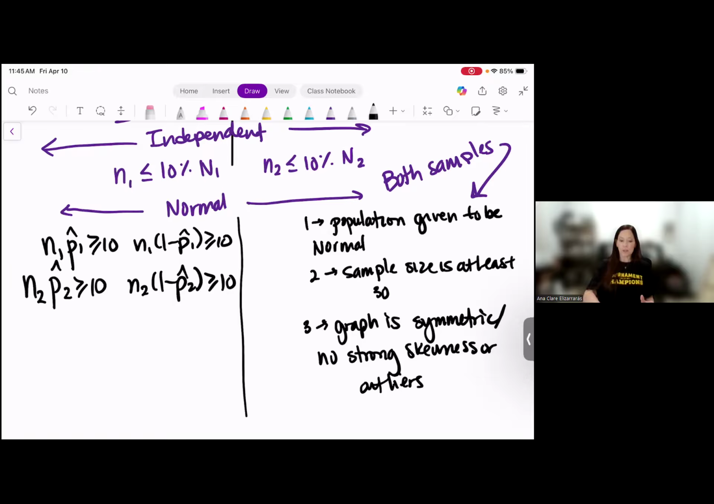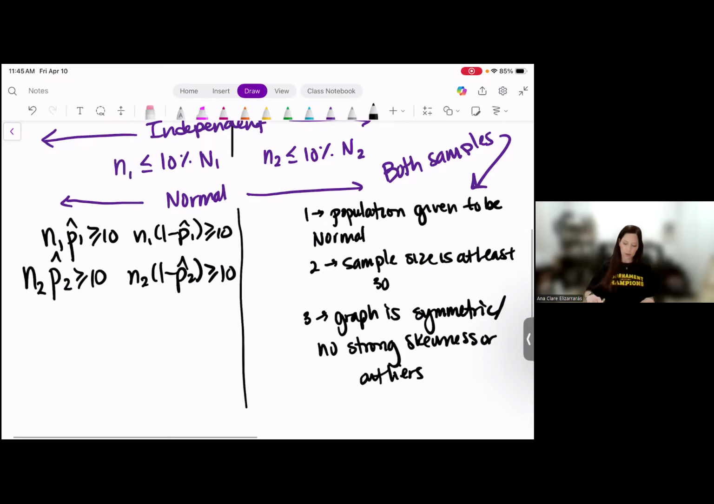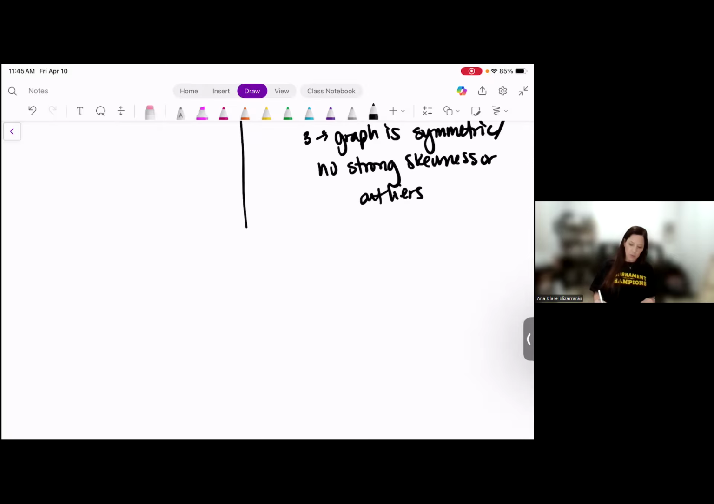So now we run into what it looks like to calculate a confidence interval. This is the do portion. Now remember, for proportions, you had a 1 sample z interval. Now it's a 2 sample z interval. And for means, you have a 2 sample t interval.